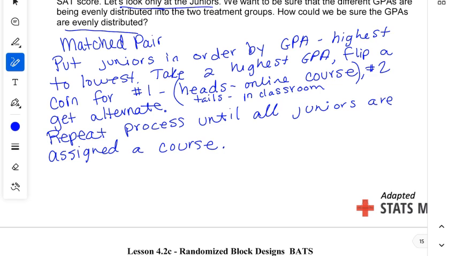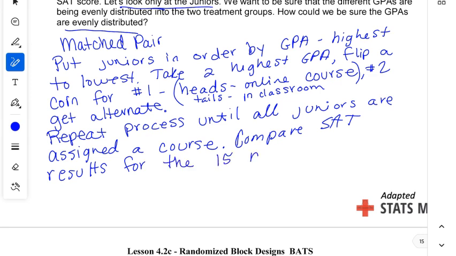Okay, so it does say that we had 30 juniors, right? So we'll have 15 matched pairs. So we are going to compare SAT results for the 15 matched pairs. So we have 15 pairs of students, and those will be our blocks.